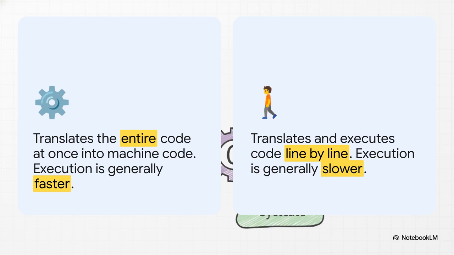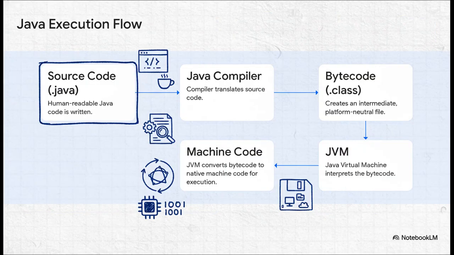But Java, Java does something really clever. It uses both. It's a hybrid. So here's how it goes. First, the Java compiler takes your human-readable code, and it translates it. But, and this is the most important part, it doesn't create machine code for a specific computer. Instead, it creates this intermediate language called bytecode.